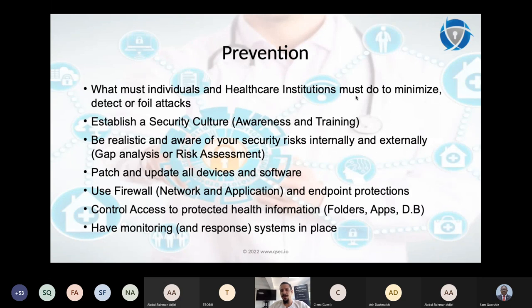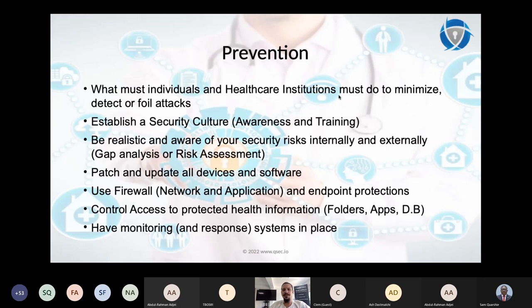Goes without saying, a firewall, whether a network firewall or application firewall, if you're hosting applications internally, is definitely a must. There's no substitute for that. It's like what we said earlier with the house, you need to have the wall. You wouldn't leave your house open so anyone can just see inside your living room. So you definitely need to have the wall.